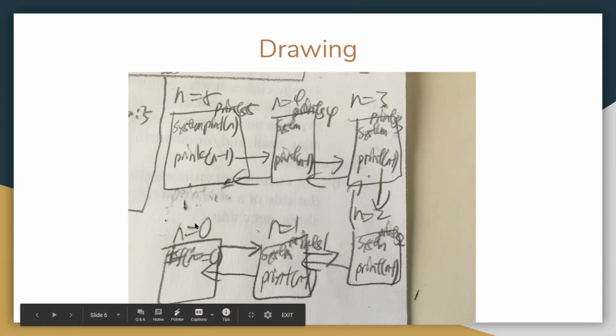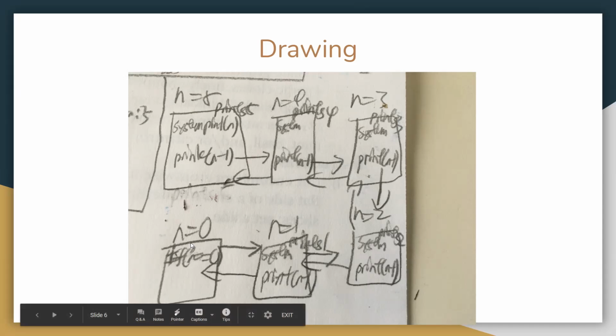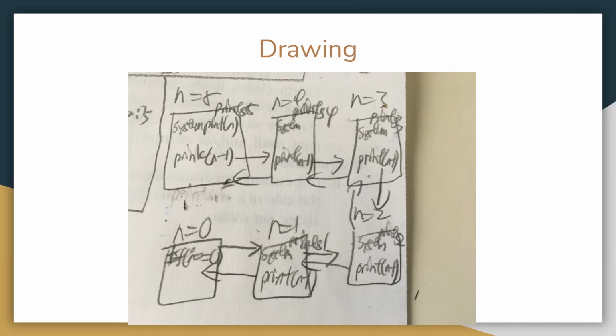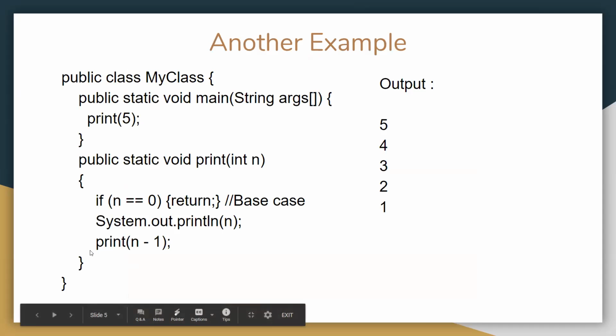prints n minus 1. And then again, with n equals 0, because it's 0, we're saying return. And similar to the last one, even though there's nothing else to execute, the method still goes back through everything. So that's why you can see arrows going back. So it goes back, but since there's nothing after it, and you can see back in the code here, there's nothing after it.